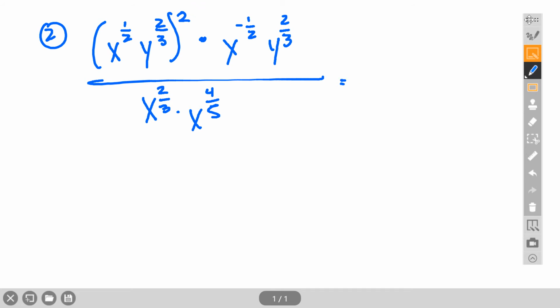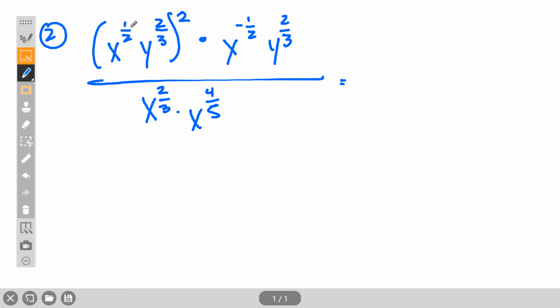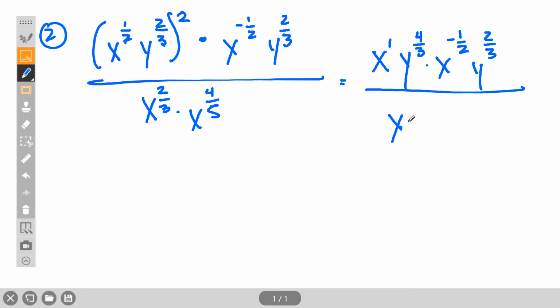Let's start by getting rid of the parentheses. Okay, so I got some parentheses here, so I can get rid of those by multiplying each exponent by 2. So x to the 1/2, 1/2 times 2, so that's just x to the 1st, because 1/2 times 2 is 1. I also have y to the 4/3. 2/3 times 2 is 4/3. But I have x to the negative 1/2 here, and I have y to the 2/3 here. In the denominator, I have x to the 2/3, and I also have x to the 4/5.